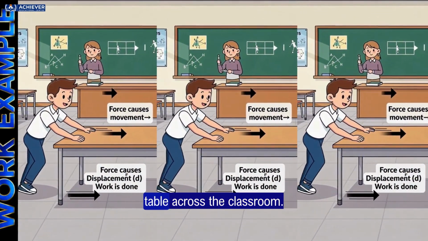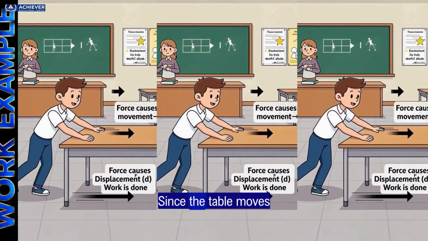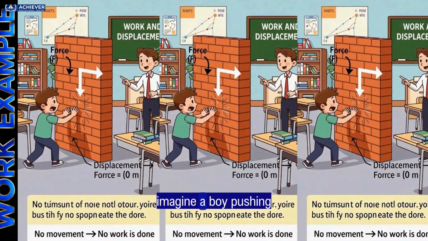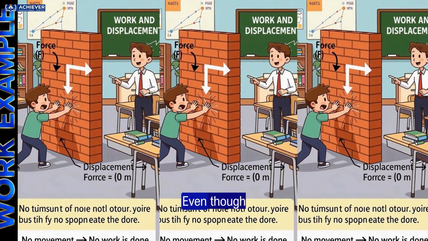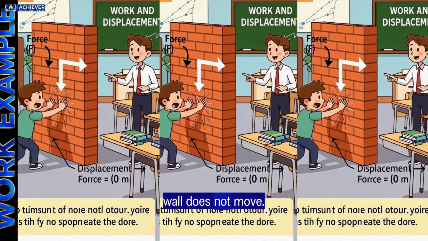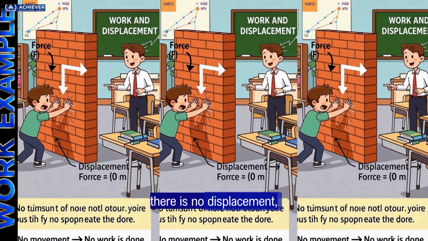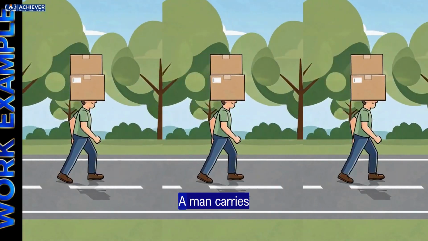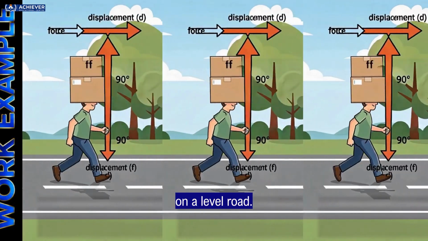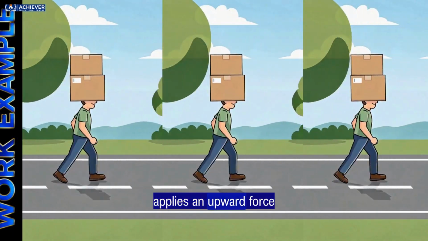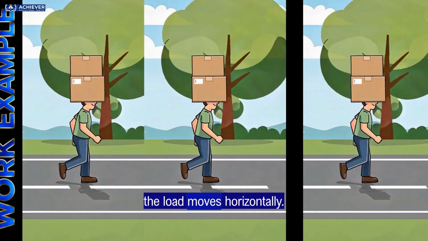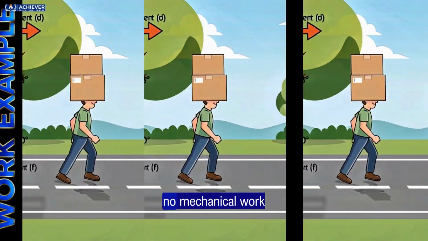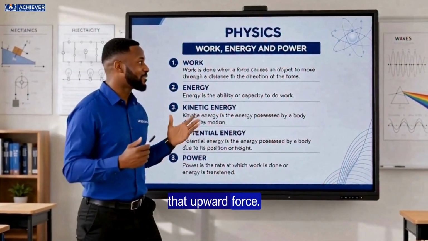Suppose a student pushes a table across the classroom. Since the table moves in the direction of the applied force, work is done. Now imagine a boy pushing against a wall. Even though he is applying force, the wall does not move. Since there is no displacement, no work is done. Here's another example. A man carries a load on his head while walking on a level road. He applies an upward force to support the load, but the load moves horizontally. Since the force and the movement are in different directions, no mechanical work is done by that upward force.